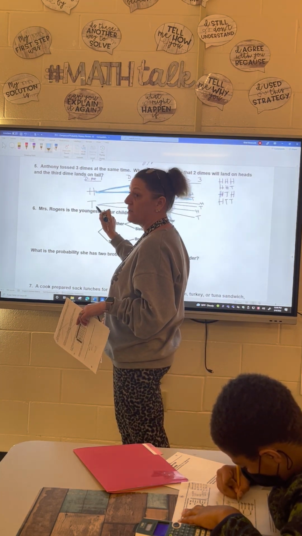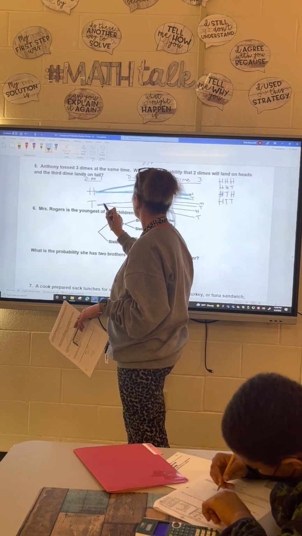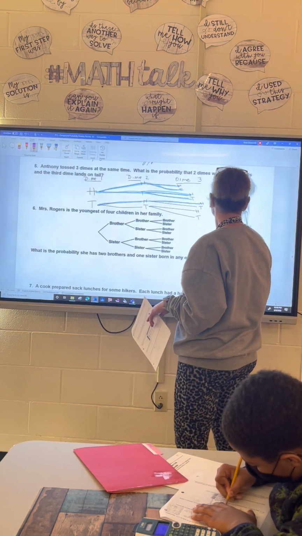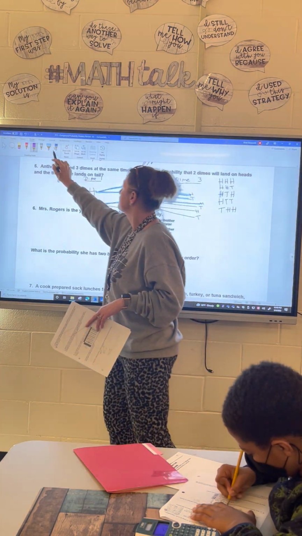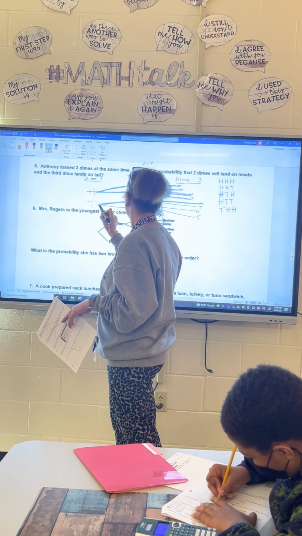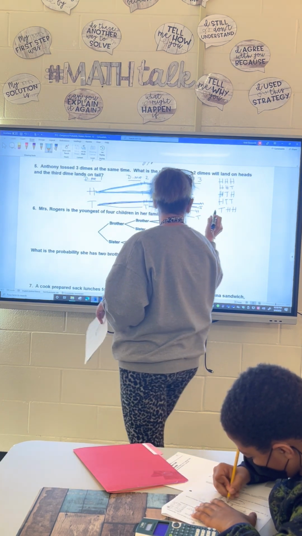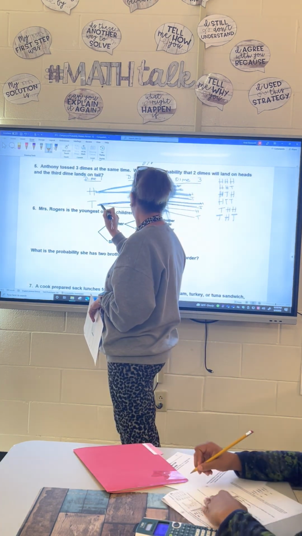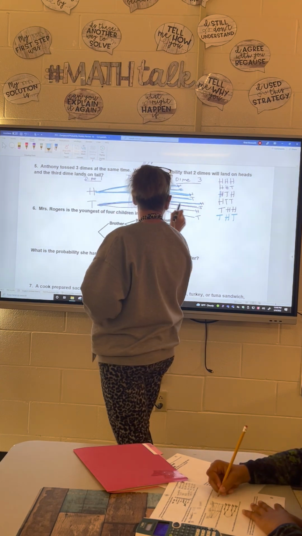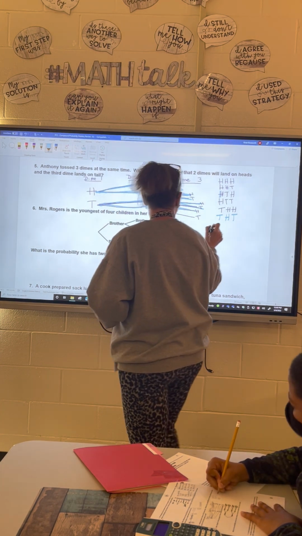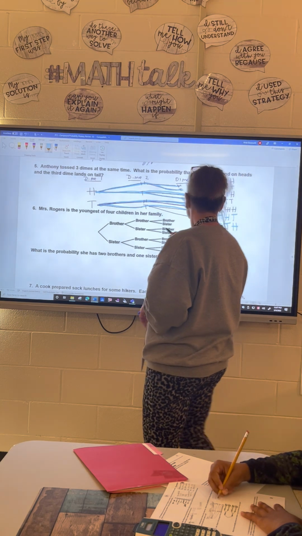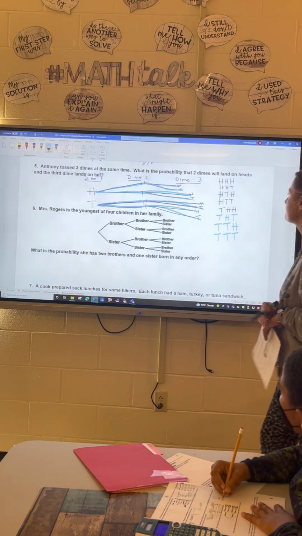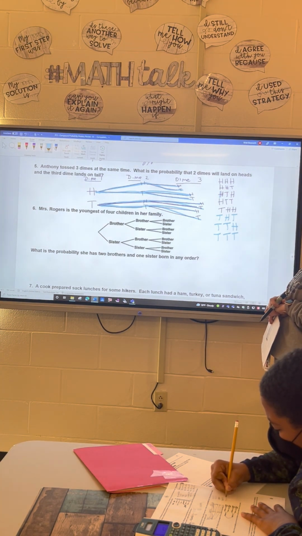Or if I land on tails, I can get tails, heads, heads, or tails, heads, tails, or tails, tails, heads, or tails, tails, tails. That's all my combinations.